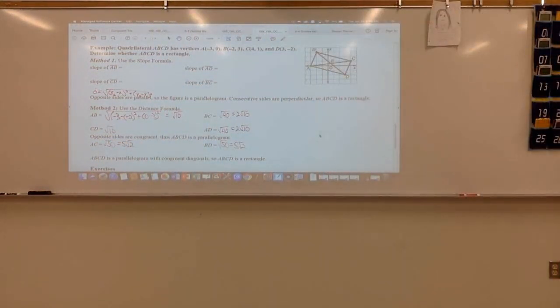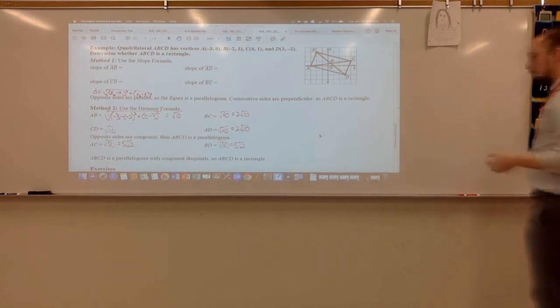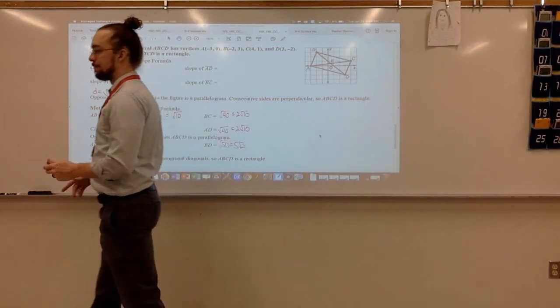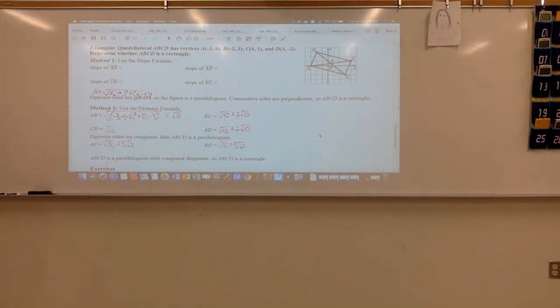Oh, are we simplifying radicals? For this purpose, no, we don't have to, because all we're doing is seeing if they're the same. That's what I was wondering.